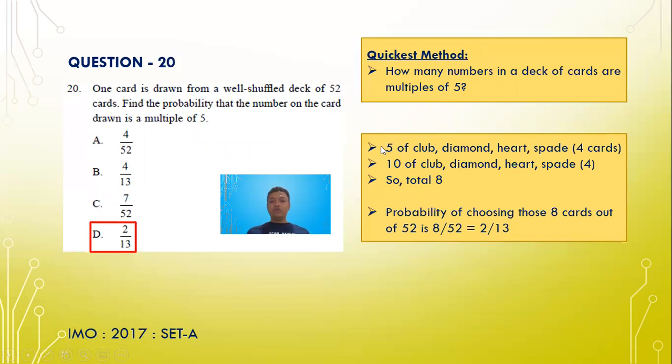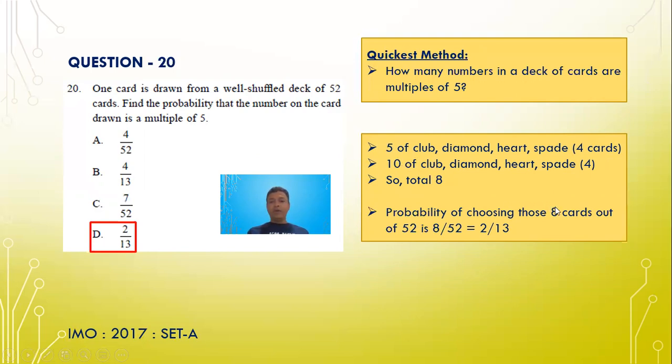So there is 5 of club, diamond, heart, spade, isn't it? 5 of club, 5 of diamond, 5 of heart, and 5 of spade. So such 4 cards. Again, 10. There is 10 of club, 10 of diamond, 10 of heart, and 10 of spades. Again, there are 4 more cards. So 4 plus 4 is 8 cards. There are a total of 8 cards which are multiples of 5, isn't it?